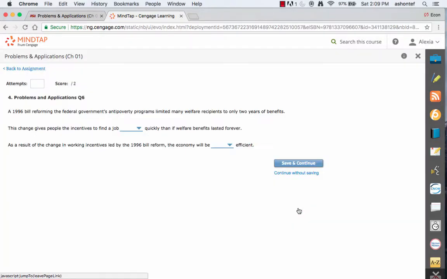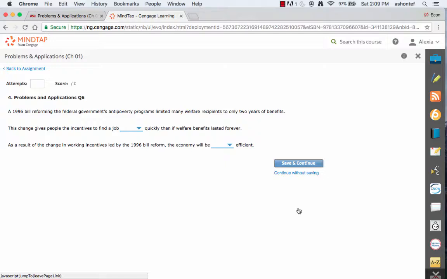Okay, number 4. Number 4 is just to start you thinking a little bit about incentives that policy can have on people's behavior. So it reads, a 1996 bill reforming the federal government's anti-poverty programs limited many welfare recipients to only 2 years of benefits. So what that's saying is in 1996, a federal bill came about, and if somebody fell on hard times, they would be limited to receiving assistance from the government for no more than 2 years.